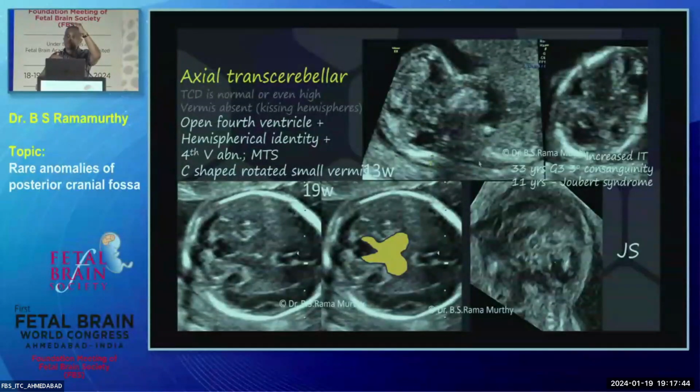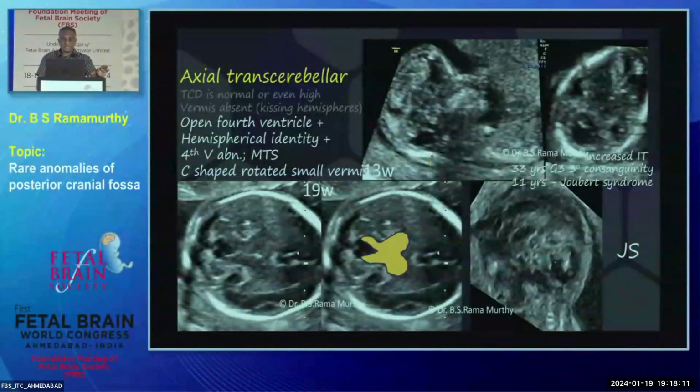The IT is increased. My heart sank. I said, what am I going to tell her? All this was even before we went molecular. These are old cases. On axial section, you will see again the prominent cystic looking intracranial translucency. And I said, you go away, come back to me after a couple of weeks.